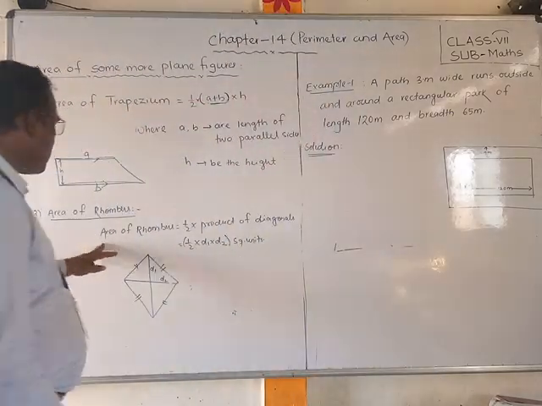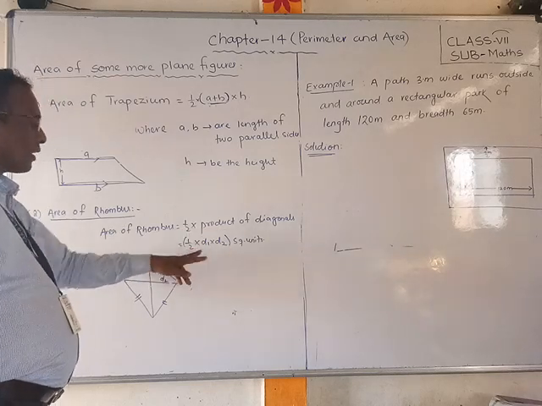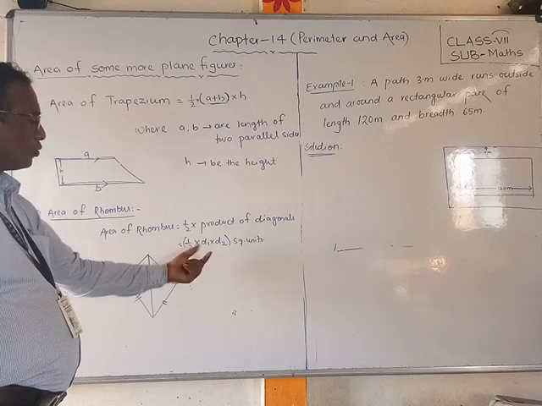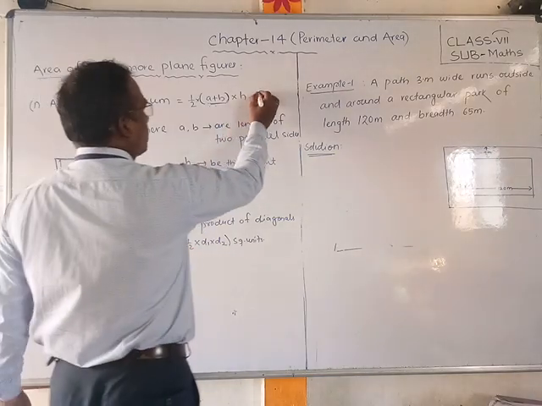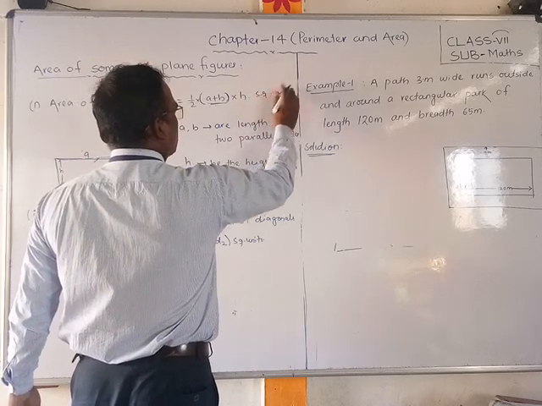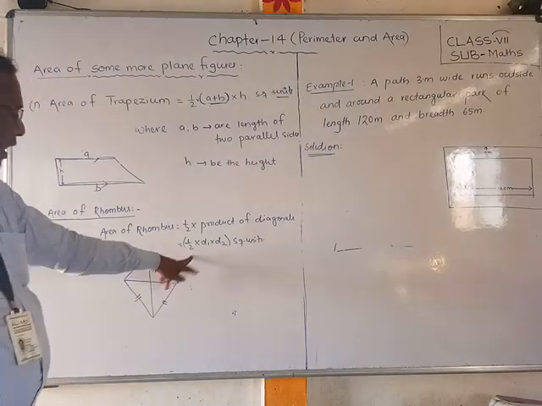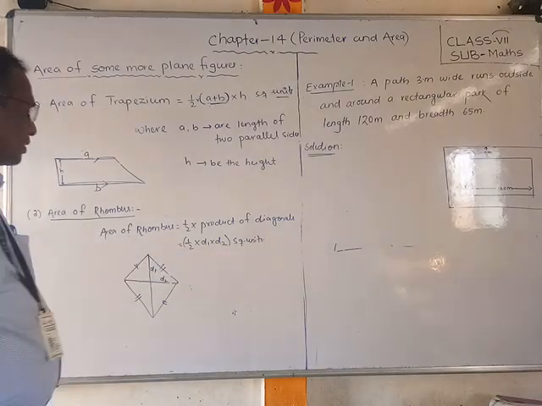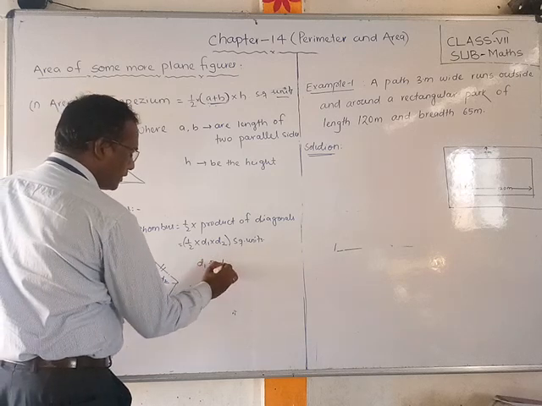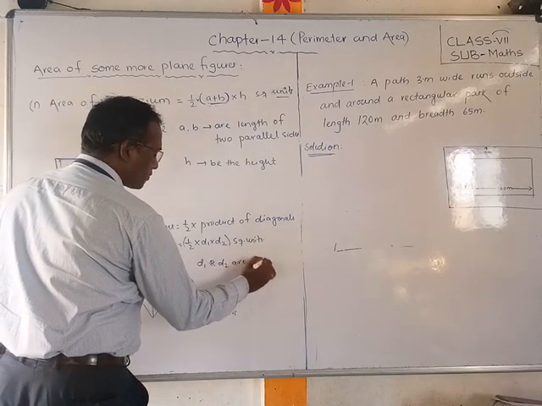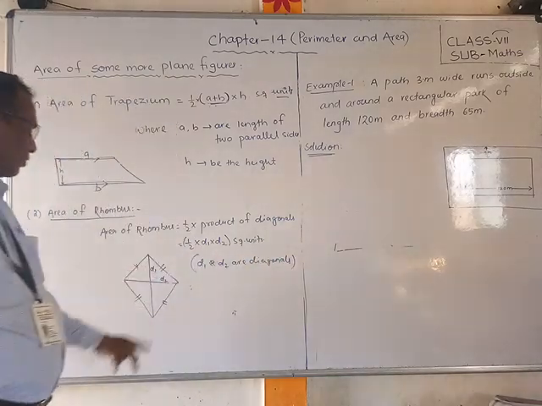So now see students, the area of the rhombus, generally the formula is half into the product of the two diagonals, that is half into d1 into d2. This is also in square units, you must write square units. Here d1 and d2 are the diagonals of the rhombus.